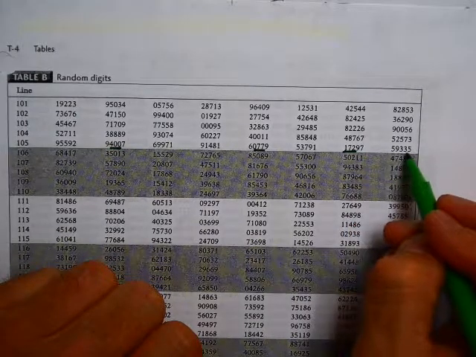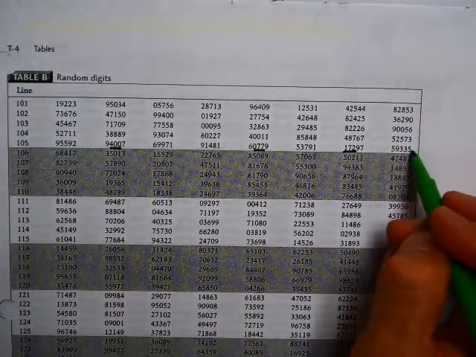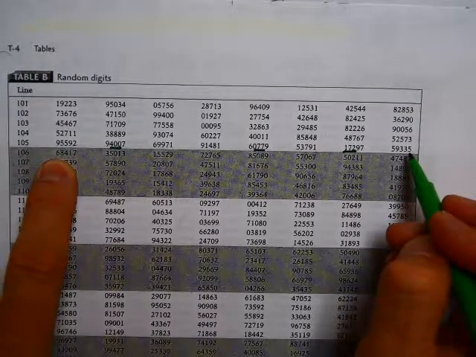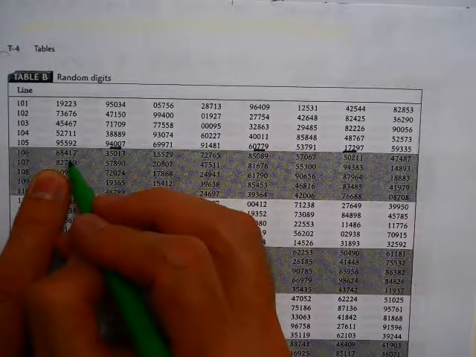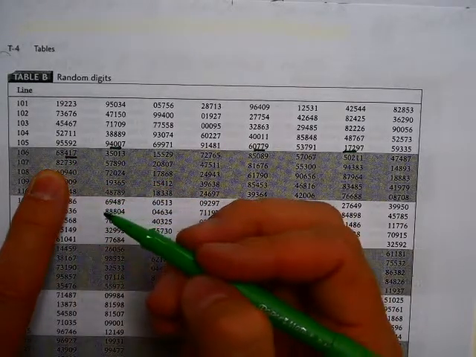979, 933, and I get to the end of the line, and I've got a 5 left over, so I take the 5 and I combine it with the first 2 on the next line. You just keep working down until you get what you need. So 5, 6, 8, too big. 417, that's less than 440.